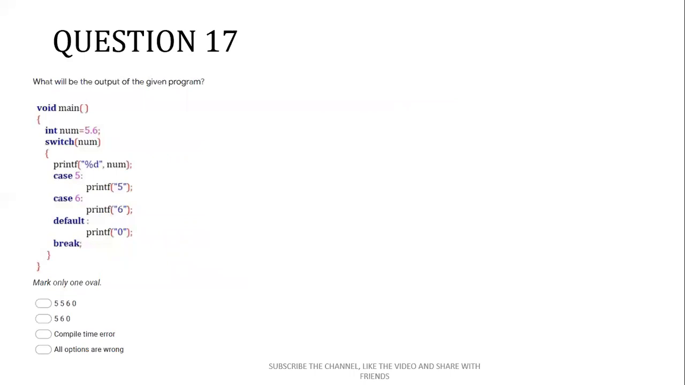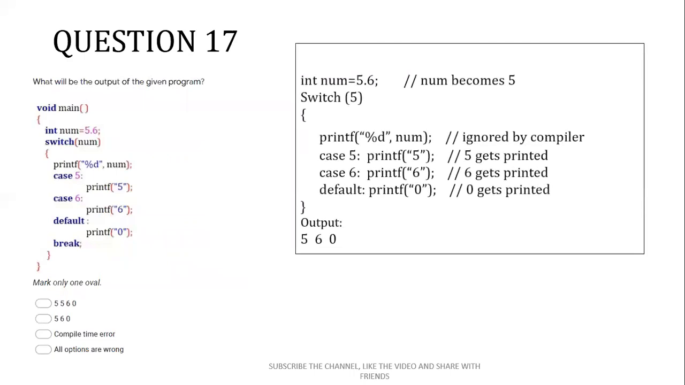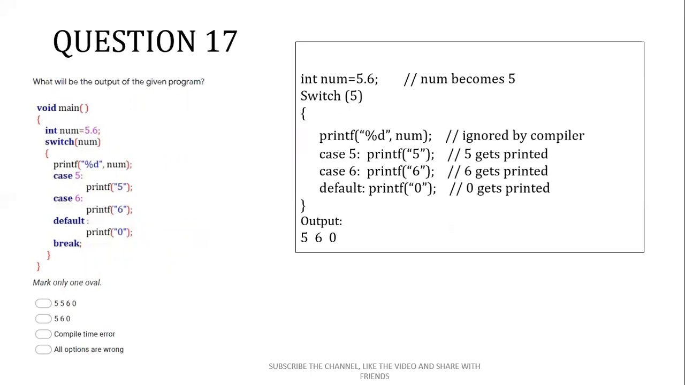What will be the output of the following program? So how will this program execute? As you can see, integer num equal to 5.6. So there is an assignment of float to an integer variable. So only the non-fractional part will be assigned to num. So num will become 5. So you will put 5 in place of num, switch 5.